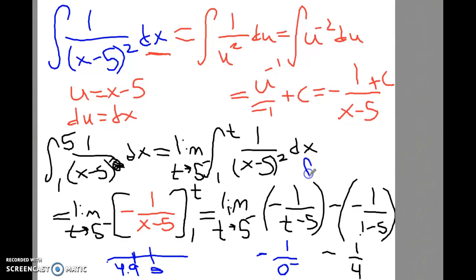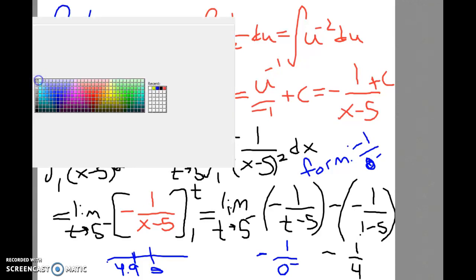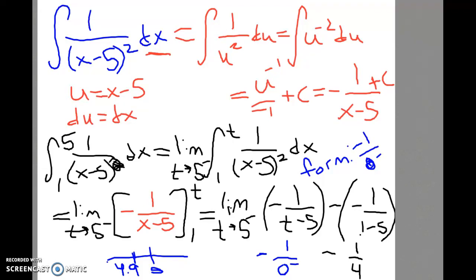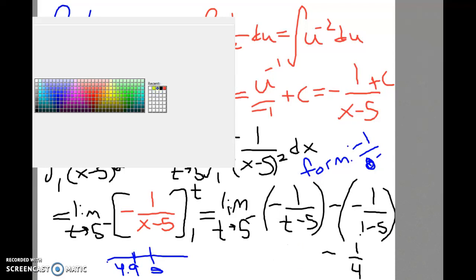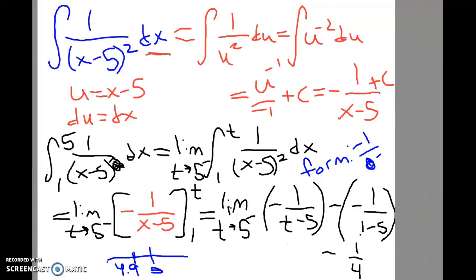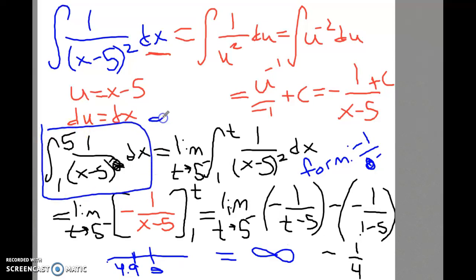And so since this limit has the form negative 1 over 0 through negatives, we can determine the overall sign would be positive, when you consider the negative in front. Then this limit right here is approaching infinity. And so we've got infinity minus 1/4, so that's approaching infinity, which means that this improper integral right here diverges.